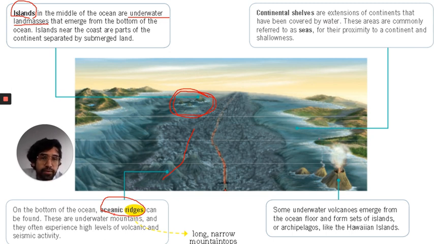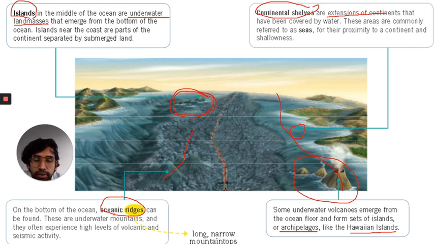We also have these continental shelves that are extensions of the continents, and here is where the ocean is very close to the surface. This part of the ocean is actually called a sea, and here we don't have very deep water. Then we have some underground volcanoes that at some point can reach the surface, forming archipelagos, like the Galapagos or the Hawaiian Islands. Okay, so those are some of the land masses that are related to the oceans.